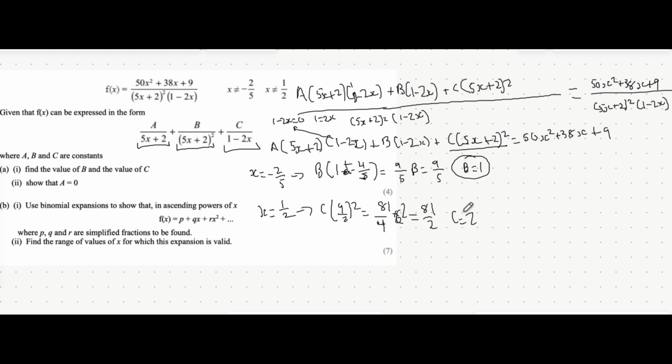Now that we've got B and C are both given, it also wants us to show that A is equal to 0. How do we do that? Well, I think the easiest way is to just substitute a random value of x into both sides of the expression, by the way. That isn't minus 2 over 5 or 0.5, because we've already done those. In this case, let's do x equals 0.